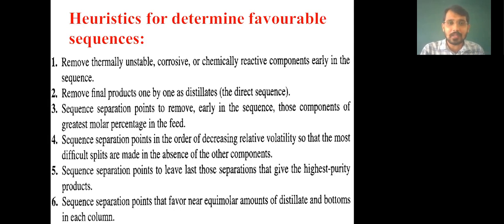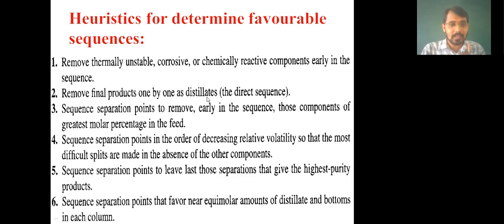What is the meaning of heuristic? Heuristic means rules. Rules for determining the favorable sequence of the reactor system. So the first rule is to remove thermally unstable, corrosive or chemically reactive components early in the sequence. According to the first rule, we are removing unstable components, corrosive components, and chemically reactive components.